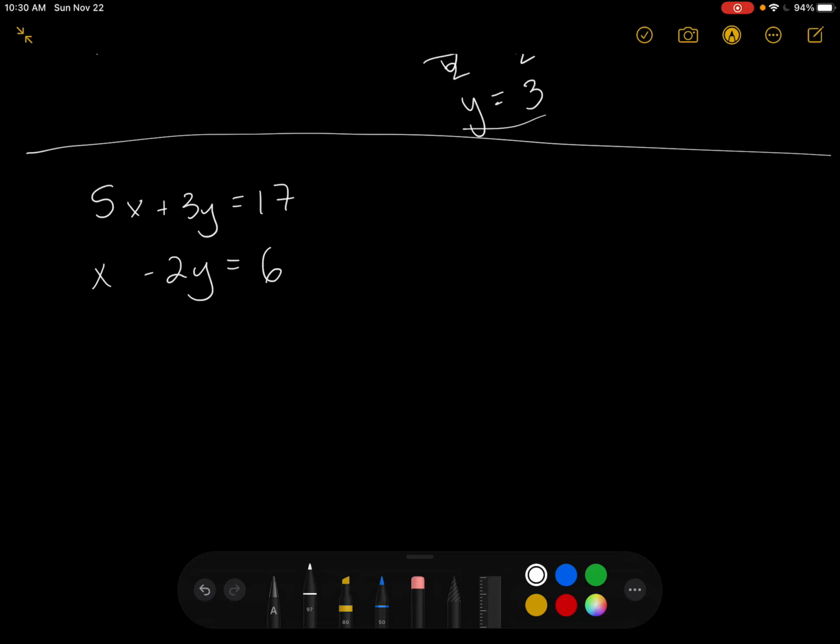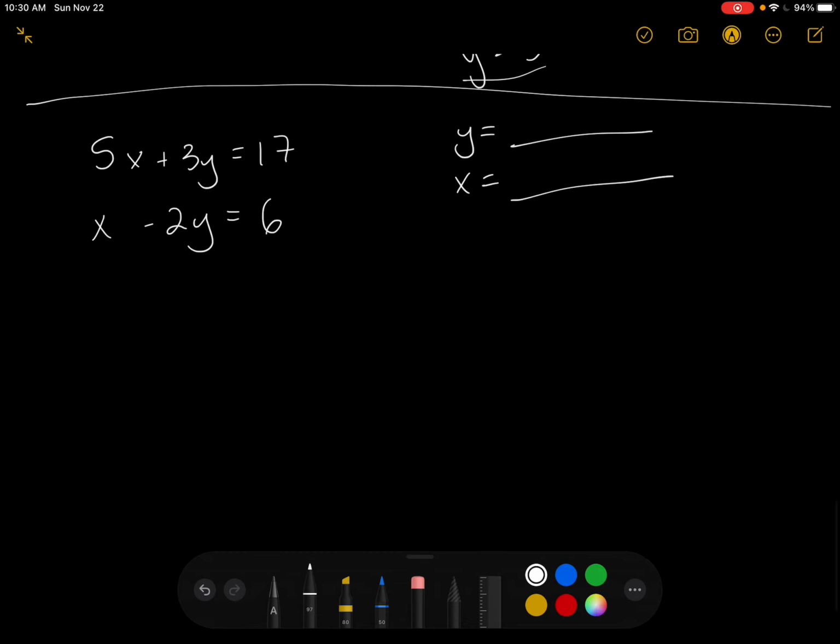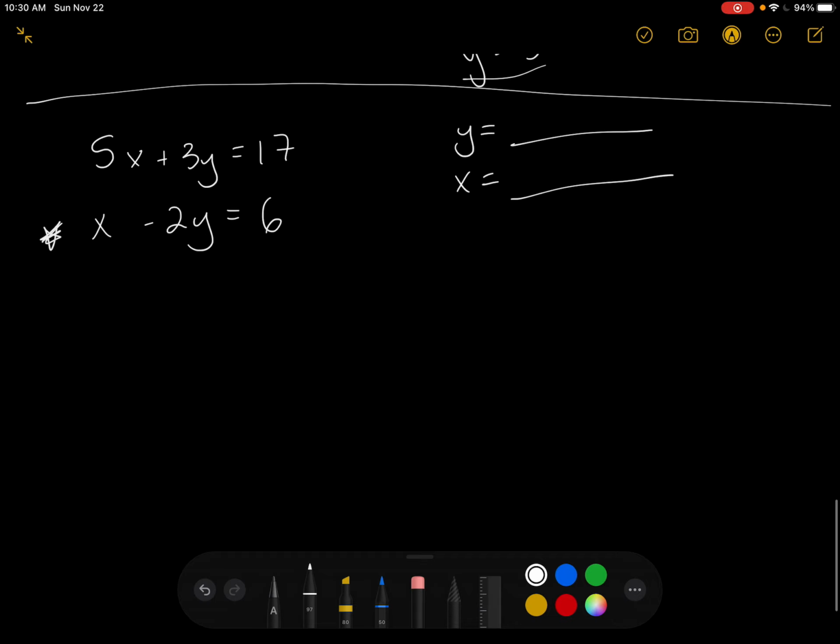So if you want to use the substitution method, one of your equations needs to be solved for one of your variables, right? So you either have to have y equals a whole expression, or you could even have x equal a whole expression, right? So right now I can't substitute anything, because I'm saying that x minus 2y equals 6. I don't have x minus 2y in the other equation, or 5x plus 3y, right? I can't substitute anything there, but I can rewrite my equation. So I'm going to rewrite the second one. I'm going to solve it for x.